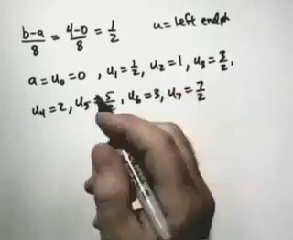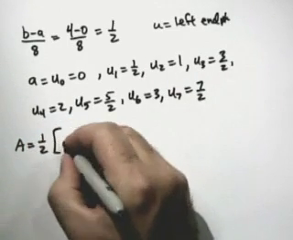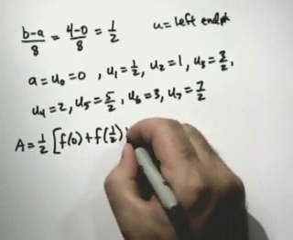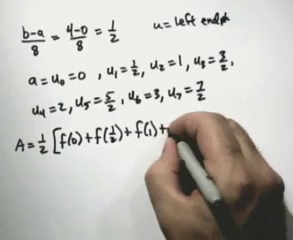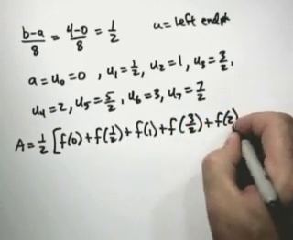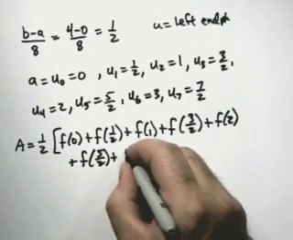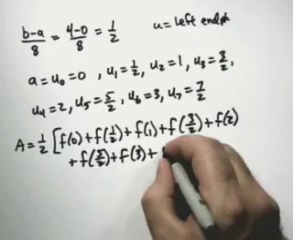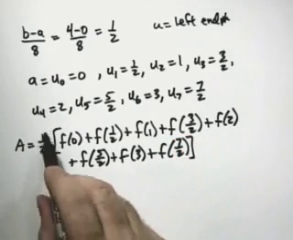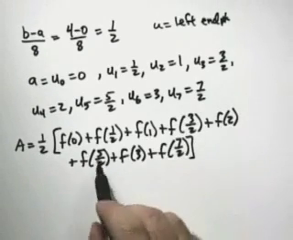So the formula for our area will be 1/2 times f of 0 plus f of 1/2 plus f of 1 plus f of 3/2 plus f of 2 plus f of 5/2 plus f of 3 and plus f of 7/2. This half comes from the width for each of our rectangles, and these are each the lengths for the respective subintervals.